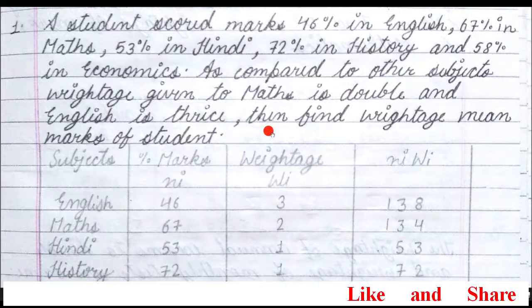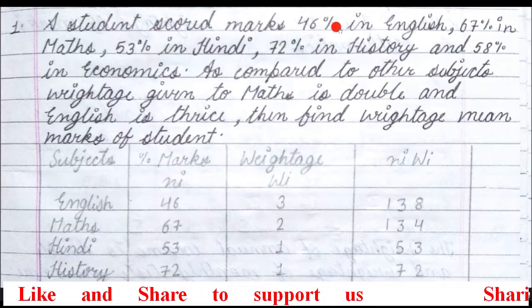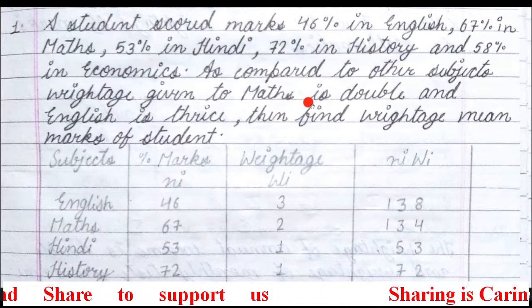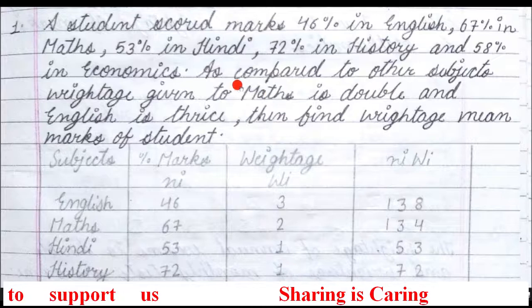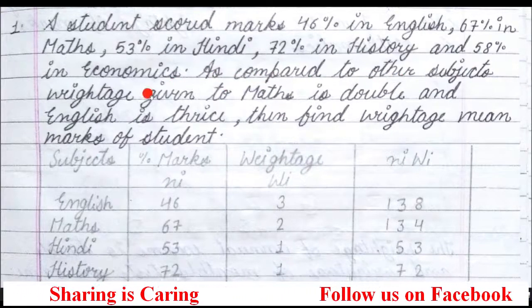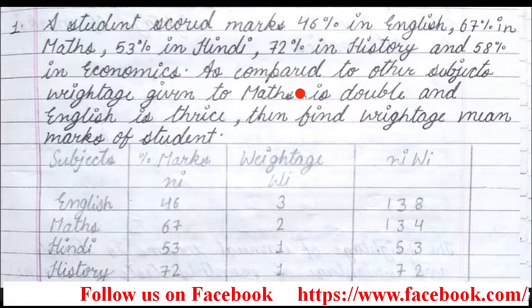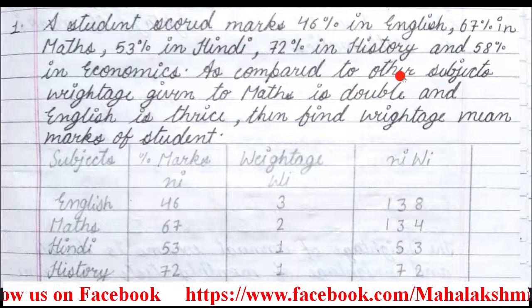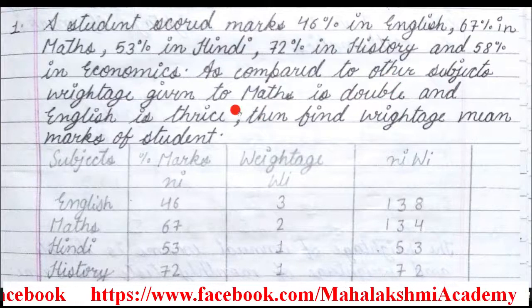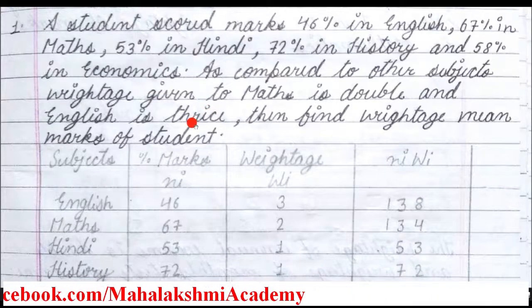So this exercise belongs to weighted mean. So we have to give weightage to all subjects as mentioned in the question. We have to understand this very carefully. As compared to other subjects, weightage given to maths is double, and that of English is thrice. Means English weightage is thrice.